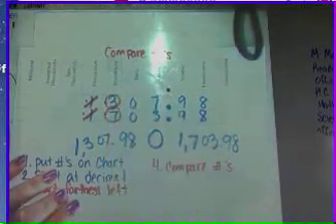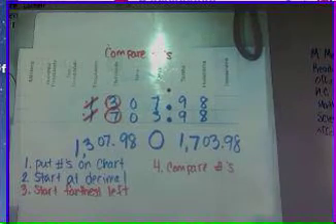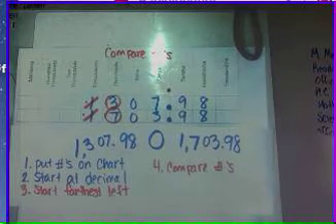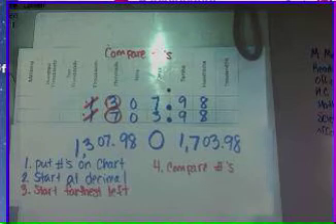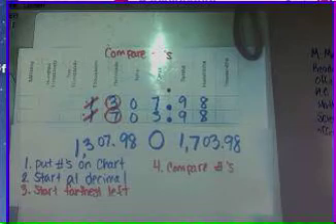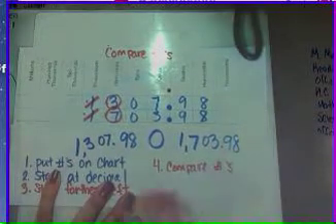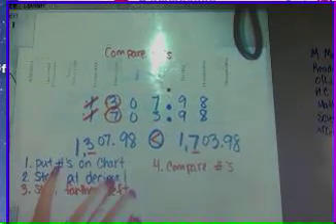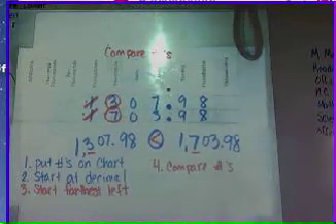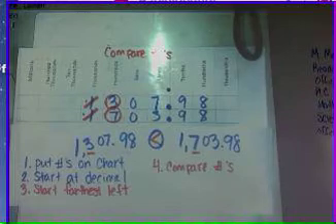So, is the 3 bigger or smaller than the 7? If it's bigger, give me thumbs up. If it's smaller, give me thumbs down. Is the 3 bigger or smaller? Bigger is thumbs up. Smaller is thumbs down. Good. The 3 is smaller. So then I know I'm looking for this. I can say that the 3 is smaller than the 7.